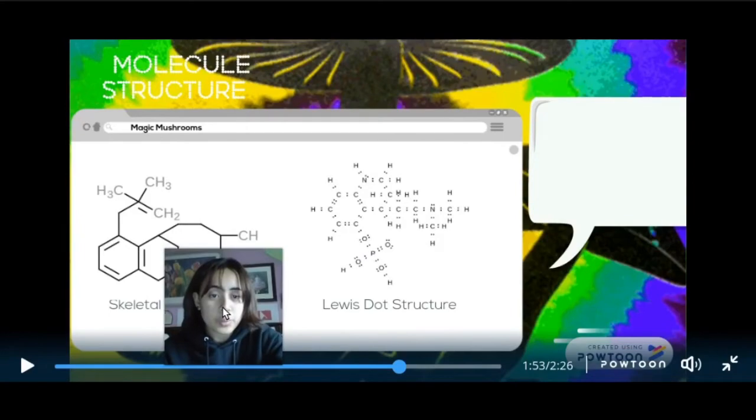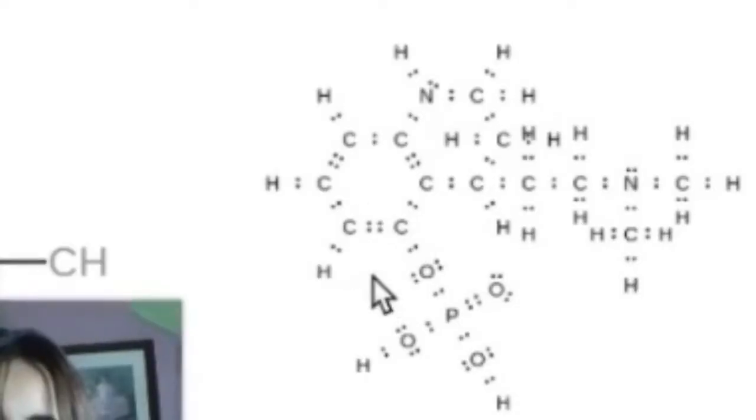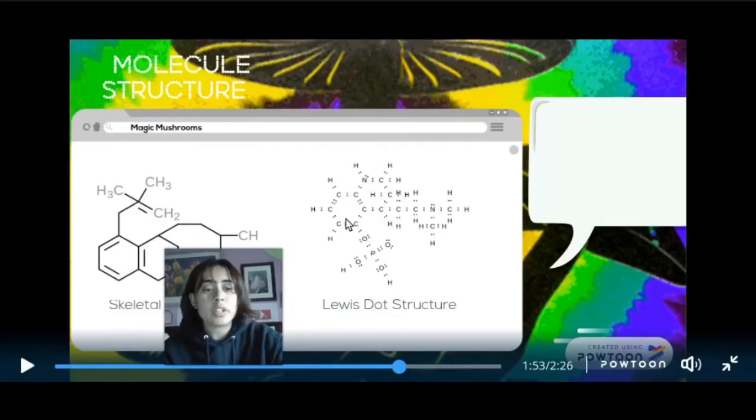And over here in the Lewis dot structure, these 2 dots here are single bonds, and these 4 dots here are double bonds. Lewis dot structures are important because they help visualize the valence electrons of atoms and molecules, whether they exist as a lone pair or within a bond.